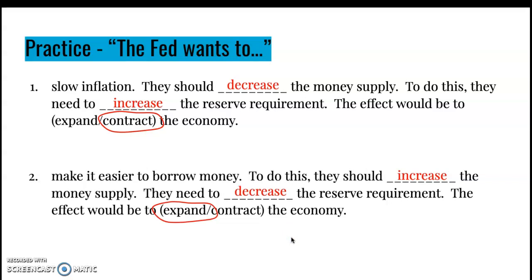Okay, so that's the reserve requirement. How much money does the bank have to keep in the vault overnight? And then given the goal of the Federal Reserve, that should tell you whether they're going to increase or decrease the reserve requirement. So good luck with your practice ones.